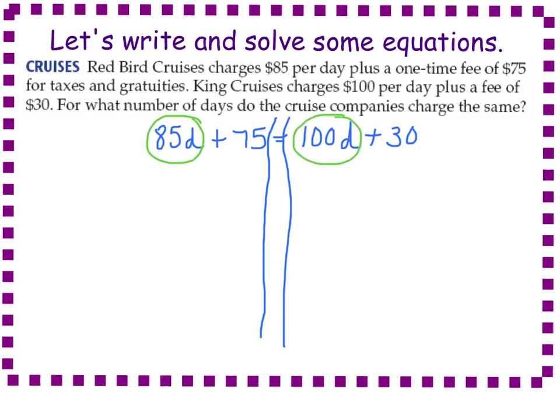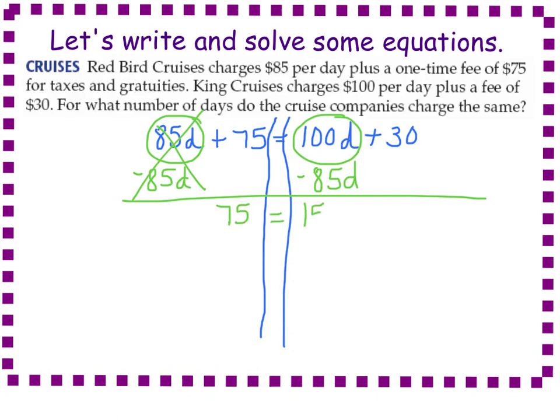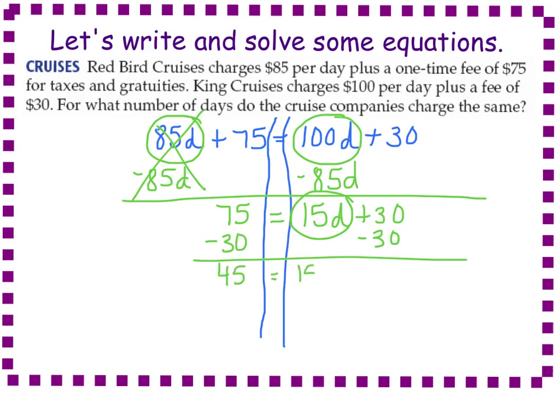Here are our two terms with the variables. Subtracting 85D from both sides first, I get 75 equals 15D plus 30. Subtract 30 from both sides. So 45 equals 15D. And then lastly, dividing by 15, D is equal to 3. What does the 3 represent? 3 represents the number of days. So we'd label it 3 days. Nice job.